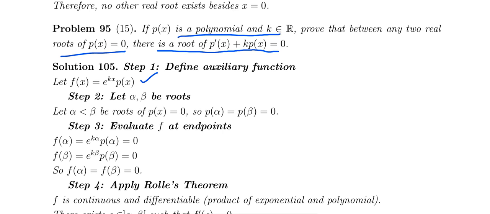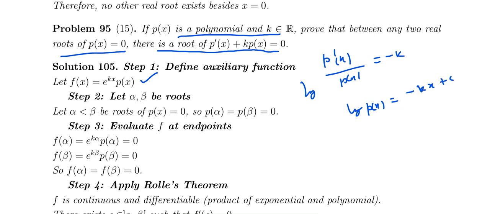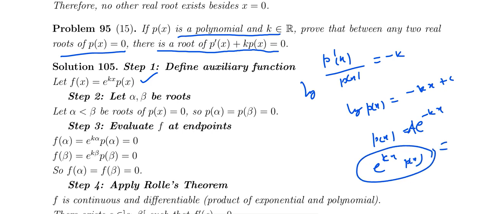Log p of x equal to e power minus kx comes, that is, p dash of x divided by p of x equal to minus k. Integrating, log p of x equal to minus kx plus c. So p of x equals e power minus kx times some constant. Bringing it to this side, e power kx into p of x is the function, equal to a constant.